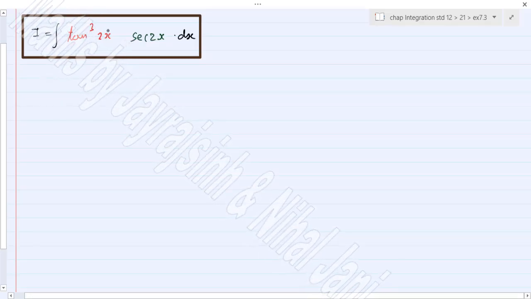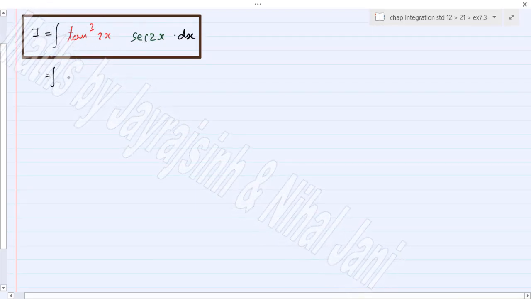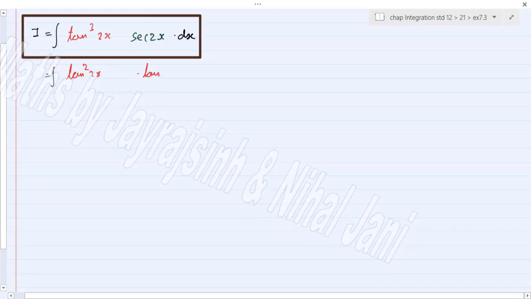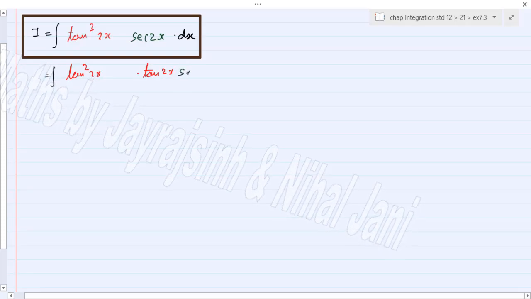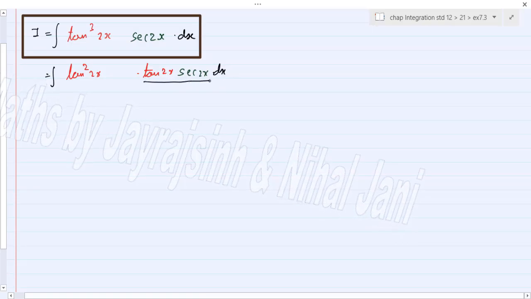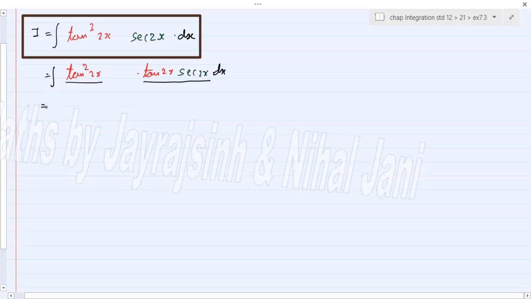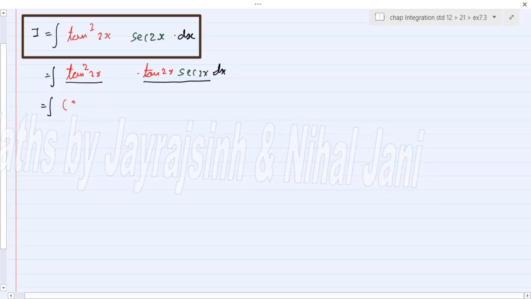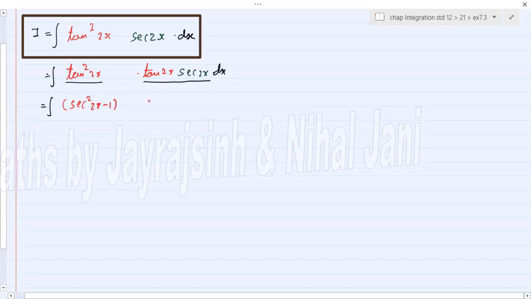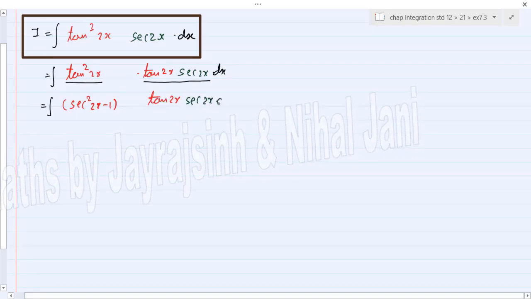Here we have to integrate tan 2x raised to 3 into sec 2x. Let's split this tan cube 2x as tan square 2x into tan 2x, and this sec 2x will be as it is. So actually we need the differentiation of sec 2x. So we should convert this tan square 2x in terms of sec square 2x. So let's write down sec square 2x minus 1 instead of this tan square 2x, and tan 2x into sec 2x dx will be as it is.